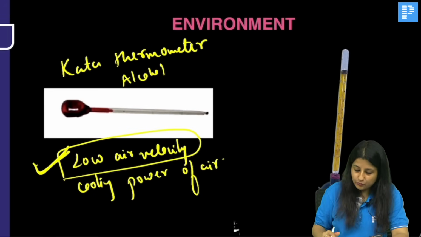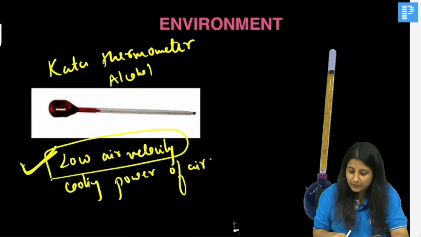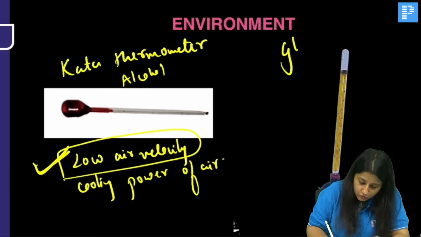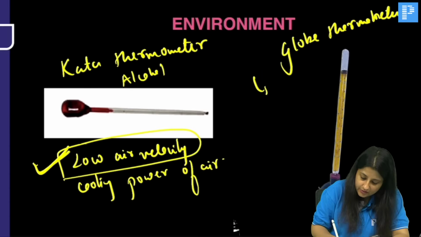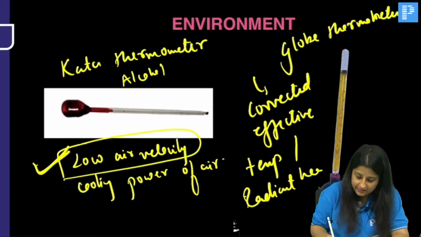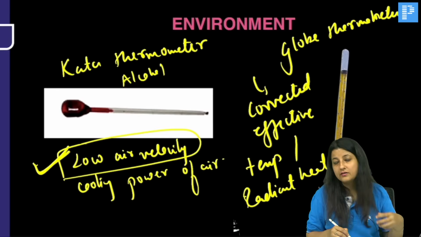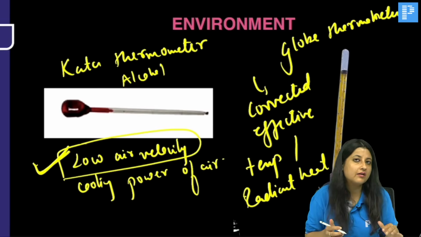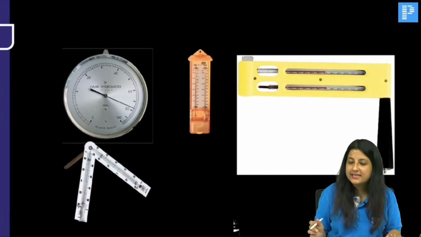Don't get confused with this globe thermometer, guys. I'm just sliding to show you the image. It has a thick and wide bulb. It's like a globe. Okay? Globe thermometer. Now, if you talk about a globe thermometer, this can measure corrected effective temperature, or I could also call it radiant heat. Don't get messed up. Red color, see, usually Kata is red color. It could also have other color bulbs. It depends on the area we are using, but usually in the exam you see a red color bulb. All these equipments measure what?